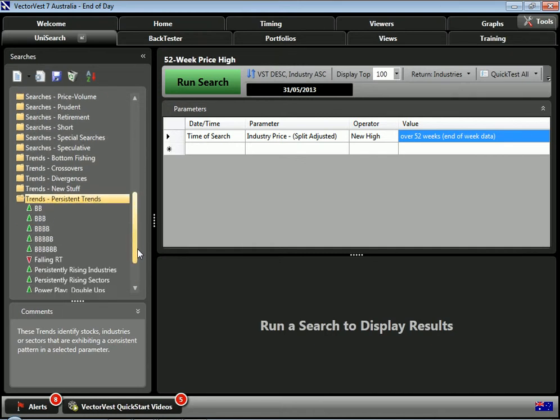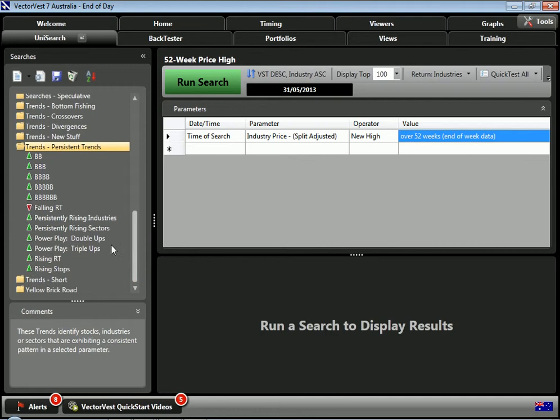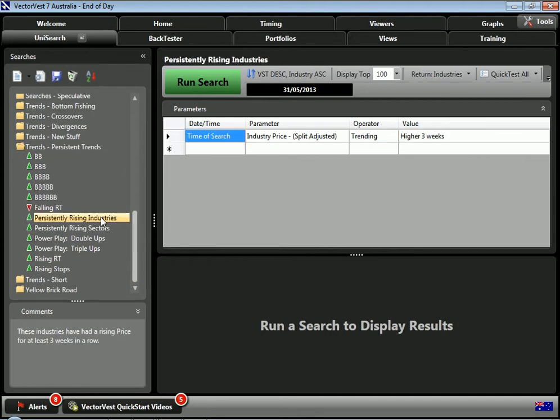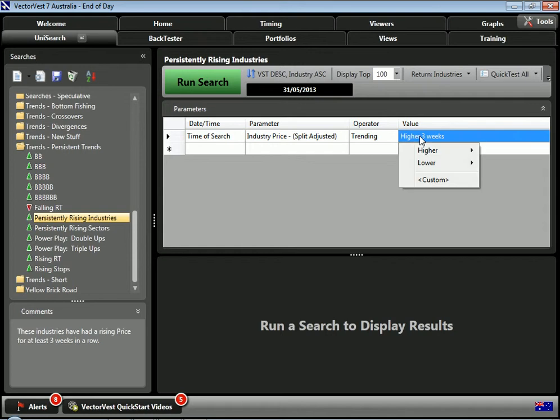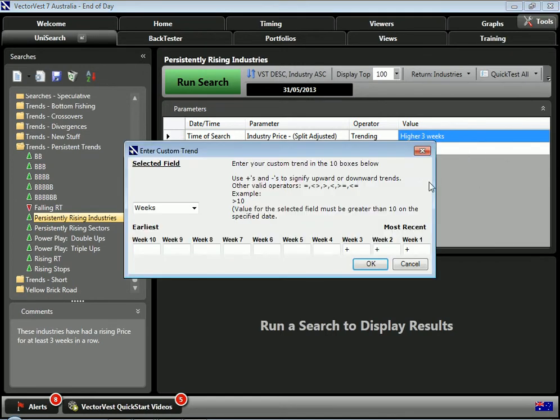If I click on that, we find a search called persistently rising industries. If I click on that, we're looking now for an industry price that is trending higher for the past 3 weeks. I'm going to click on this value box. When we specify trends, if I click on the custom box, what we're doing is represented by this custom trend template. Trends can be defined, and trends are pattern recognitions or patterns. We can look at intervals of both days and weeks. Here we're looking at a weekly trend.